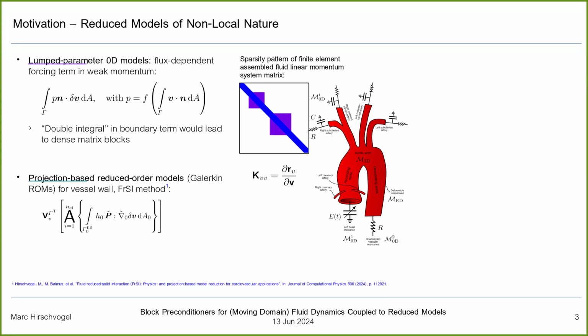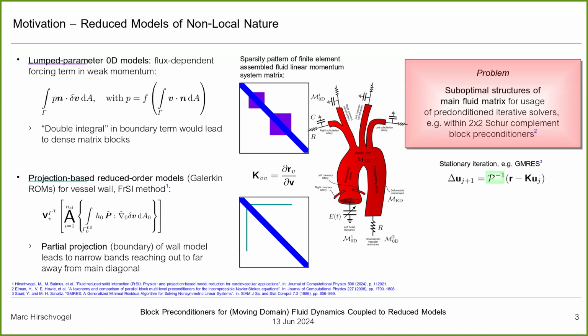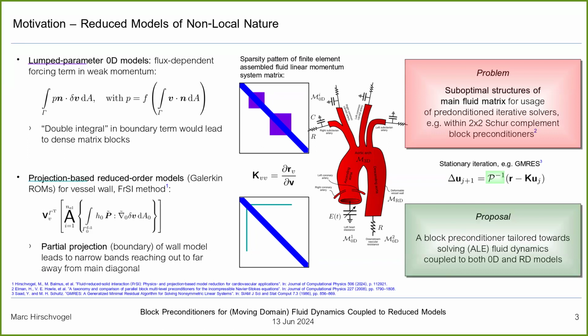The other approach, for example, if you consider a projection-based wall model and a Galerkin ROM, you would have a similar issue where, because you only project some degrees of freedom of the wall, you would get these very narrow bands in your system matrix which reach out far from the diagonal. So what is the problem there? If you want to design preconditioners, you would then have some potential ill-conditioning for this fluid system matrix here. And what we want to propose are some optimal preconditioners which deal with these kinds of models of non-local nature.